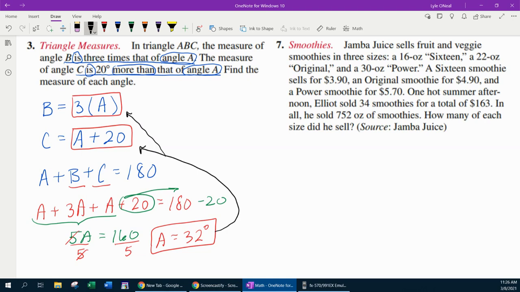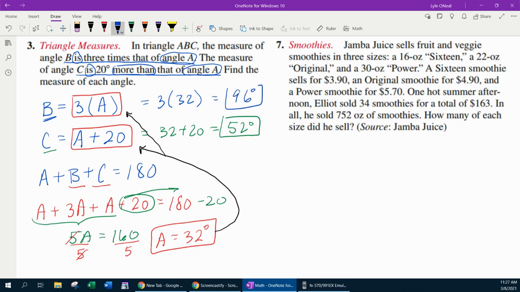And then if you need to find B and C, it's super easy. All you need to do is plug back into these 2 equations. So angle B would be 3 times 32. And angle C would be 32 plus 20, which is going to be 52. So there's angle C. And angle B, 3 times 32 is going to be 96.